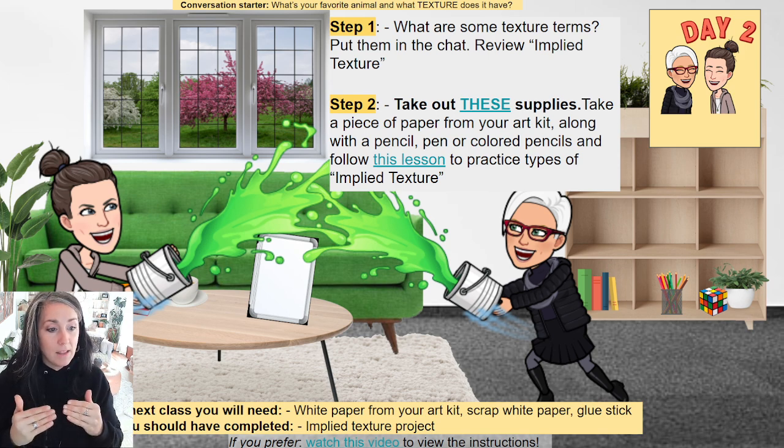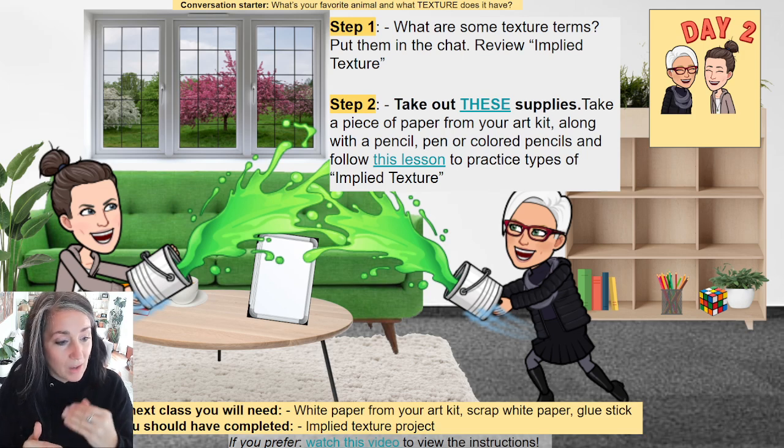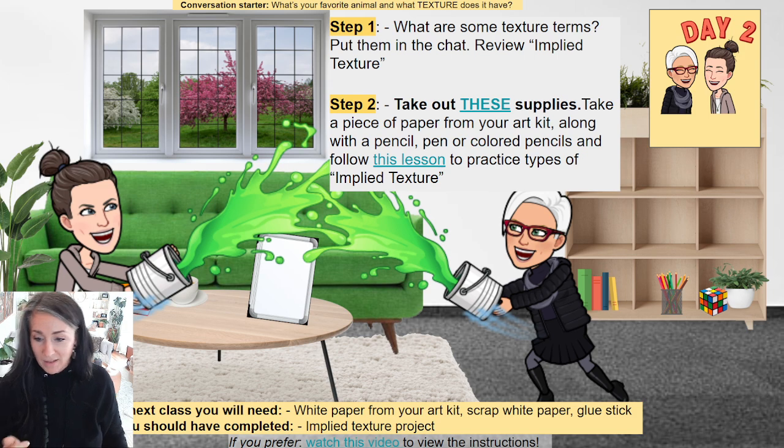So when that line has repetition to it, it makes a pattern. And when we make a pattern, those patterns can create what we call texture. So let's talk about patterns, shall we?